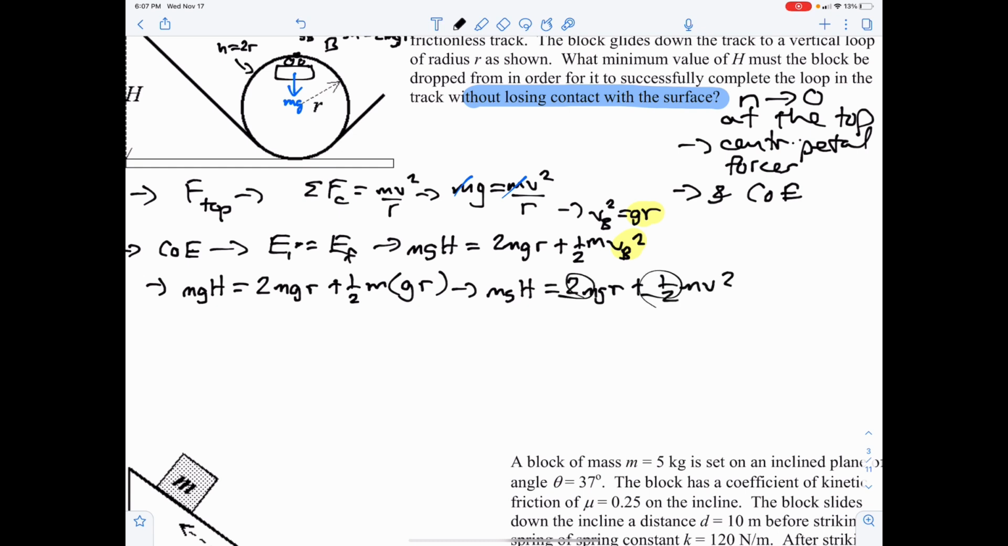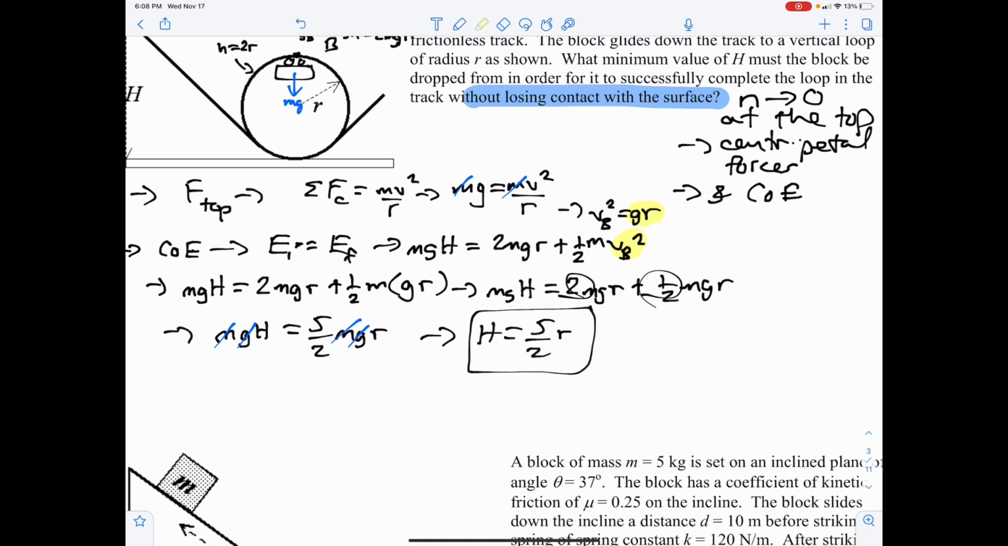Well, 2 plus a half, you can see, oh, sorry, I didn't write it that way, mgr. 2 plus a half is 2.5 or 5 halves. So we would have mg big H equals 5 halves mg little r. You can see the masses and the g's are going to cancel. And H is 2.5 times the radius. That's where you need to release it from.